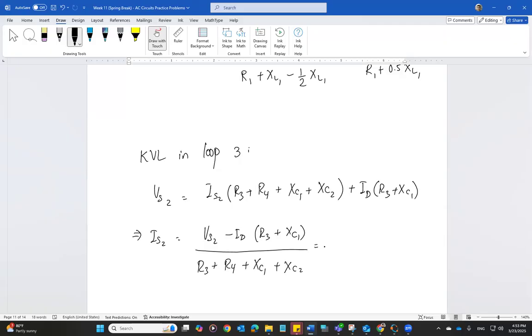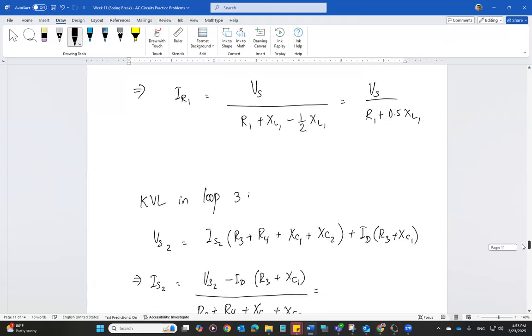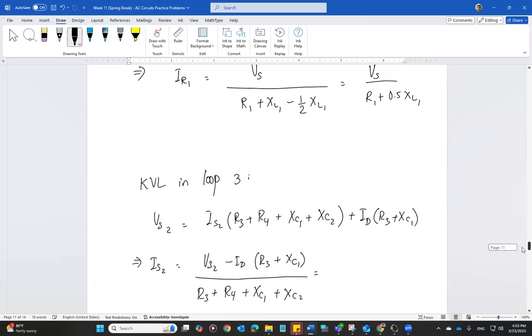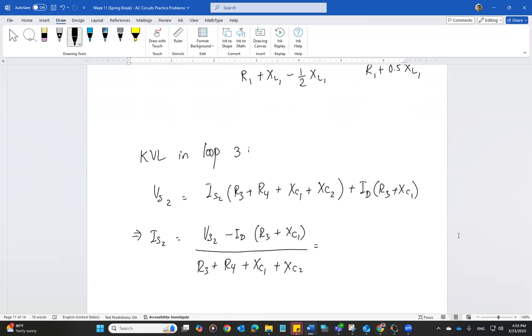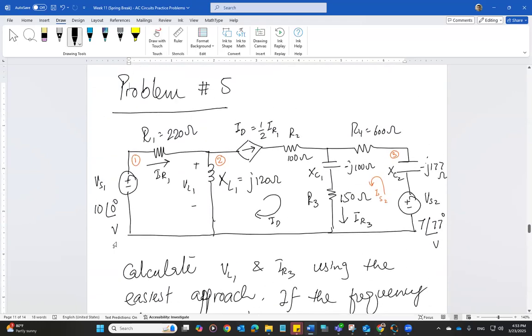So now I have all the equations to calculate my two loop currents, and when I have two loop currents, it's very easy for me to find the required quantities, that is my voltage across XL1 and my current passing through resistor 3.